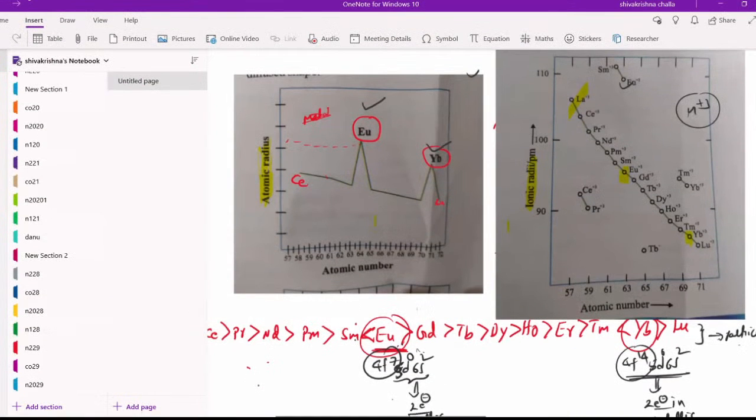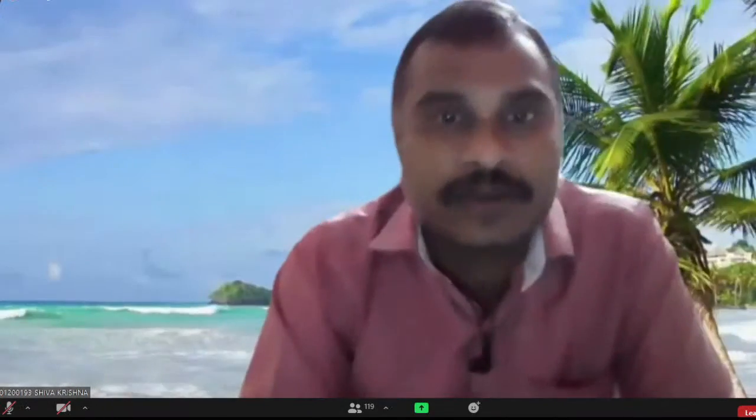At the end of the class, all of you are going to be drawn. So this is a very, very important clue for the periodic table regarding ionic radius and atomic radius of lanthanide contraction. Lanthanide contraction means cerium to lutetium, a regular gradation of decrease. But at europium and ytterbium, atomic radius is abnormal. But ionic radius is as usual. Please underline that. That is a very important point.